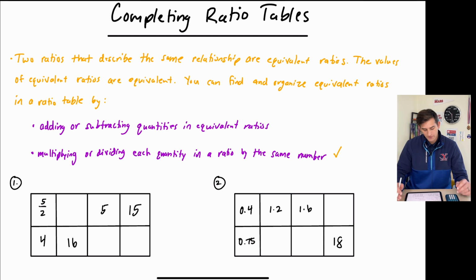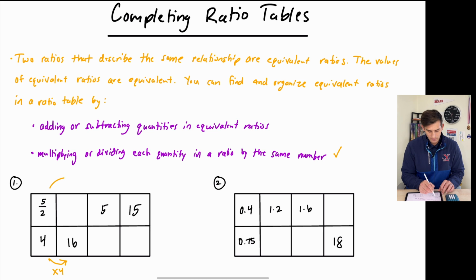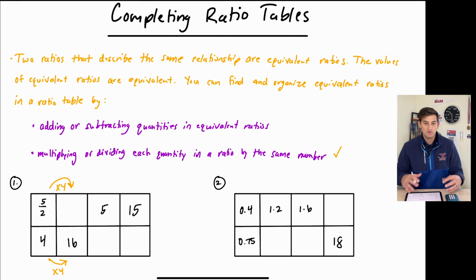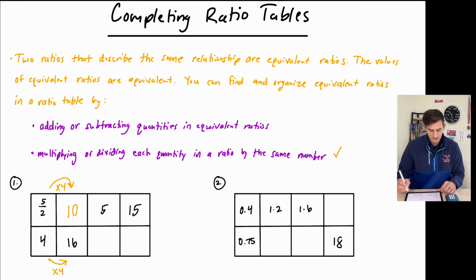So the first thing I'm going to do for number one, I noticed that I go from 4 to 16, so that would be multiplying by 4. So when I go from 5/2 to my next term, I also want to multiply by 4. So if we do 5 over 2, that's 2.5, and if we multiply that by 4, we get 10. So we know we would put 10 right here.